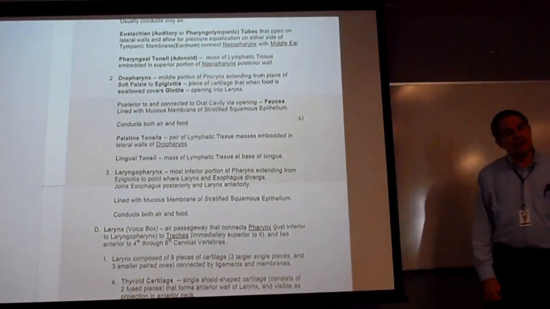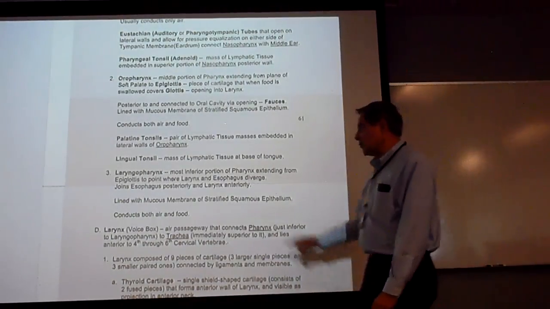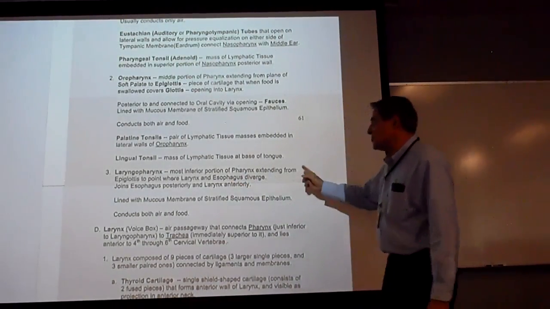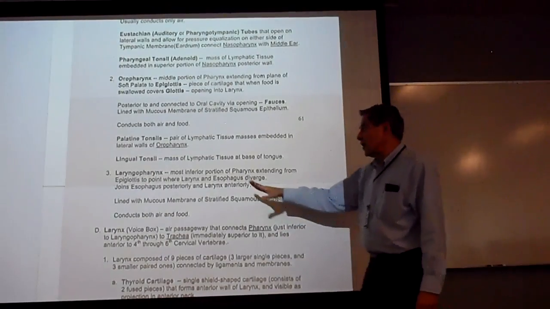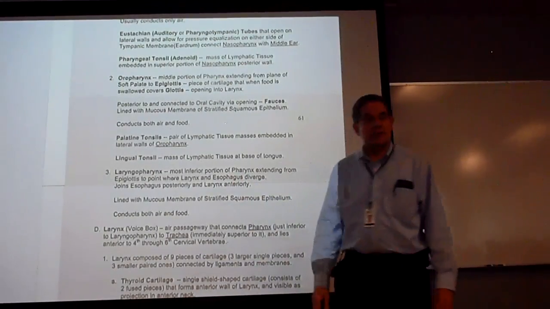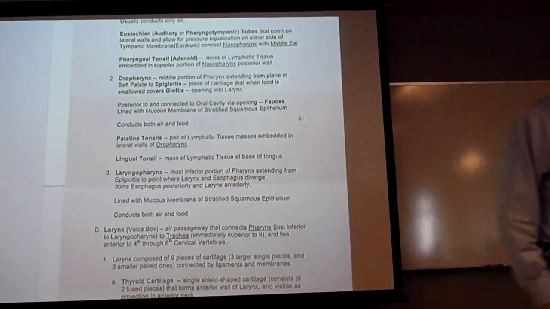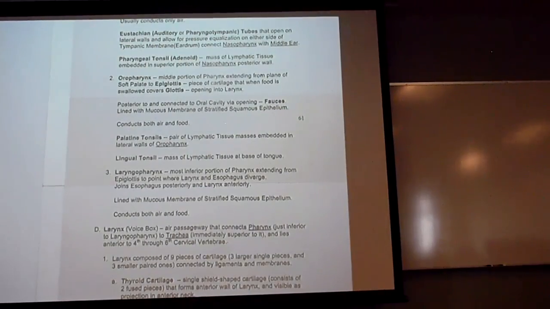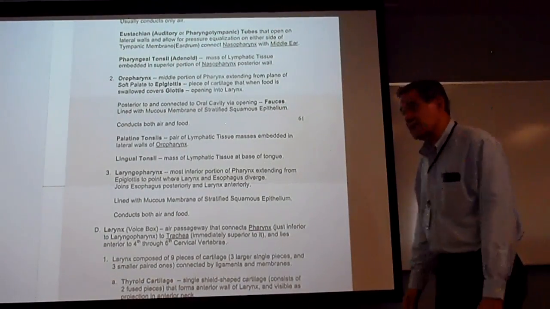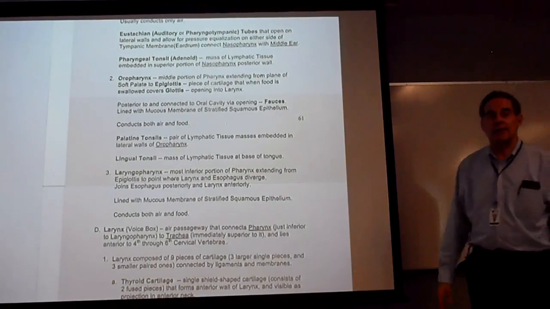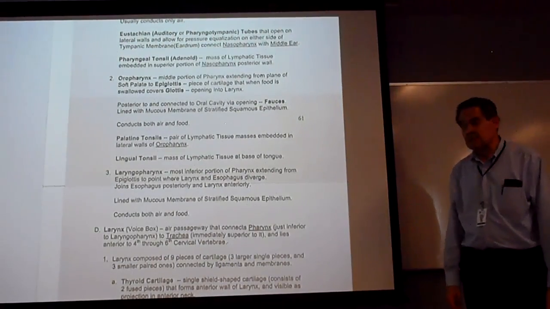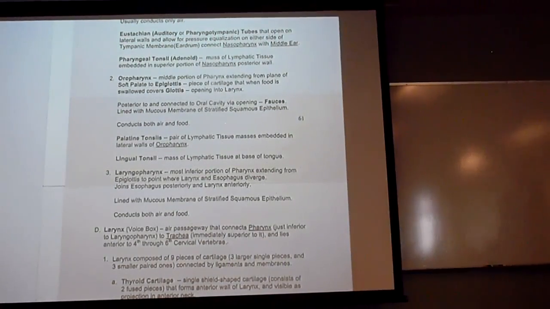The inferior part of the pharynx is the laryngopharynx. In this case, it extends from the epiglottis to where the larynx and the esophagus split. And it too is lined with non-keratinized stratified squamous, because it too is handling food and drink as well as air. This should be reviewed.